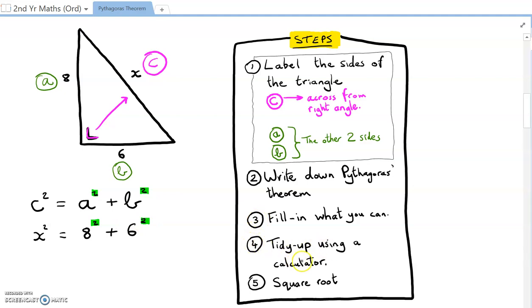Now, what's next? Tidy up using a calculator. Okay, X squared is equal to... I could just type the whole thing into the calculator at the same time if I wanted. And if I did, I'd get 100. Okay, now step 5, square root. Can you remember? I need to bring this over to the other side. It needs to come over here. So if I do that, I'll end up with X is equal to the square root of 100. Which means X is equal to 10. And there's my answer for that one.